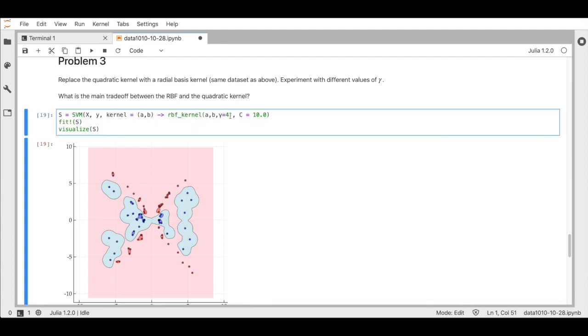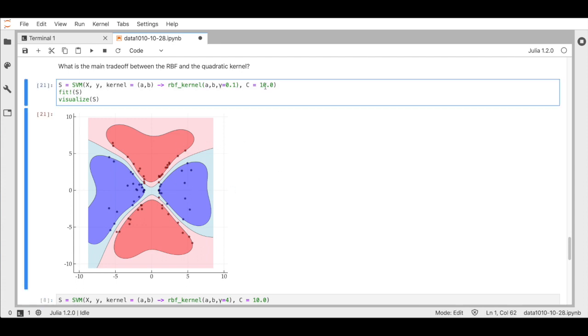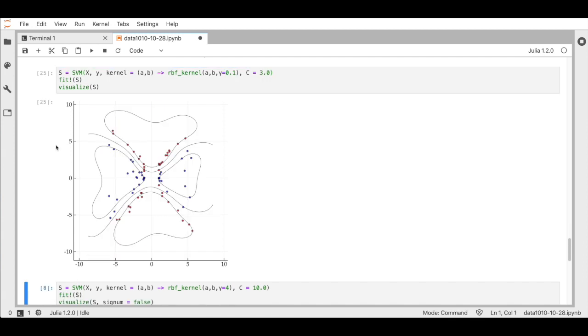We'll get a better result if we lower the value of gamma, because that's going to spread the blue stuff that's sitting at each blue training point and red stuff sitting at each red training point out more. And we'll get more of an averaged result. So with this small value of gamma, we get something quite a bit more sensible. We can also widen our margin by lowering the value of c.